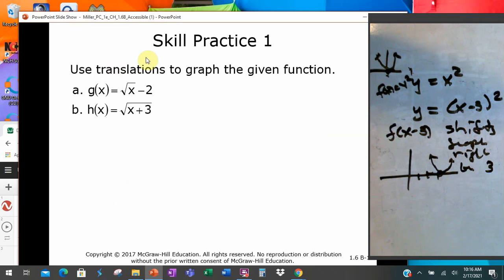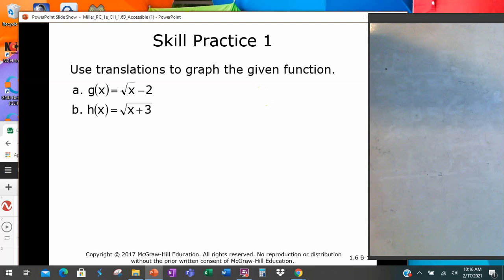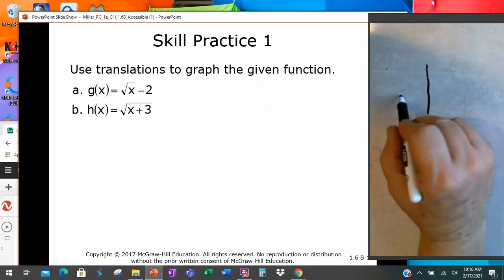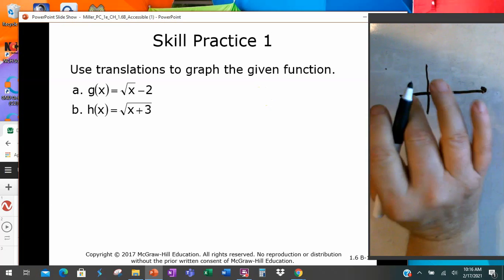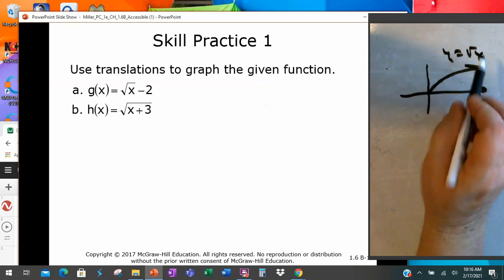So here's some skill practice of just doing these basic ones. Here again, take that square root function. I kind of picture this thing in my mind without actually doing the graph. This is what I'm doing. I'm saying I know what that parent function is. That's y is equal to the square root of x.